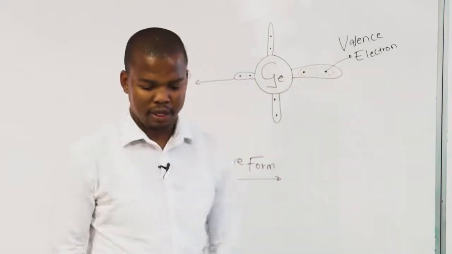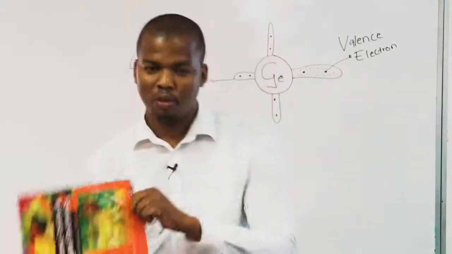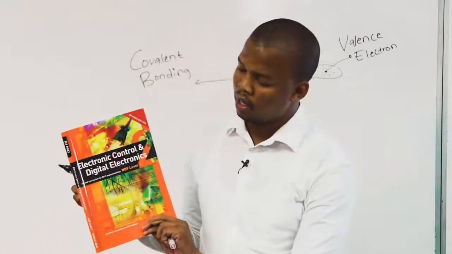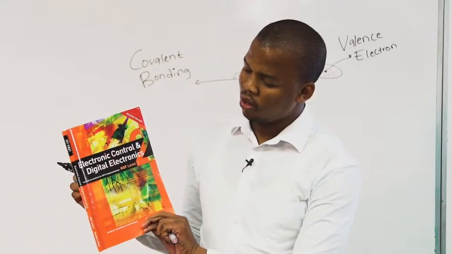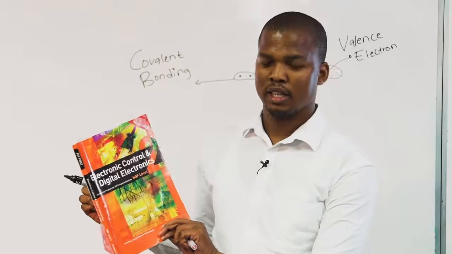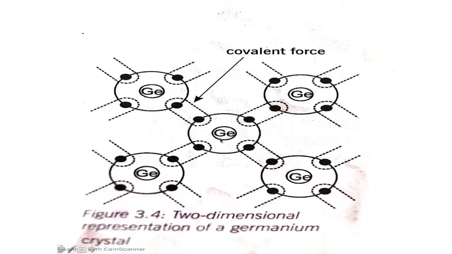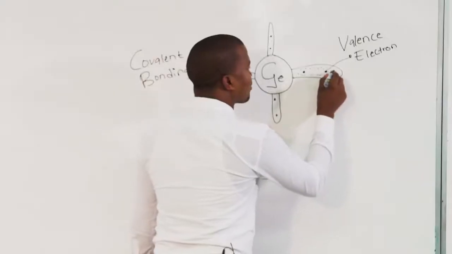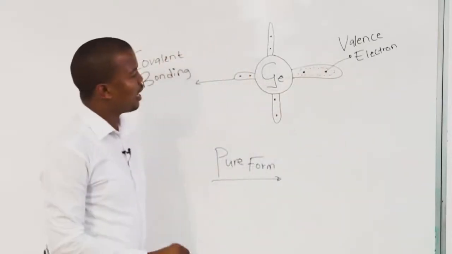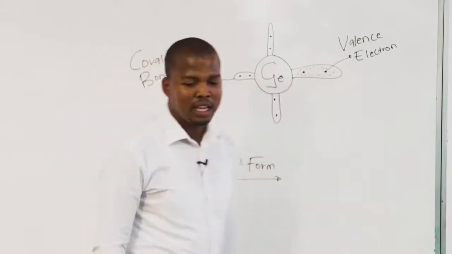If you can make reference to our textbook, Electronic Control and Digital Electronics, you will understand it much better. Even on our slide, it is demonstrated that covalent bonds are demonstrated by a dotted line around the valence electrons.